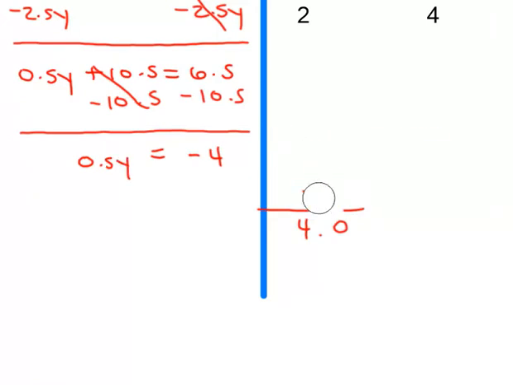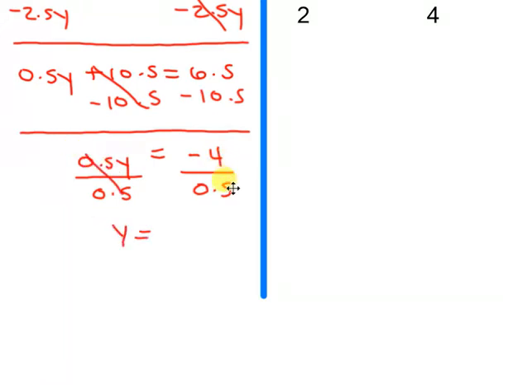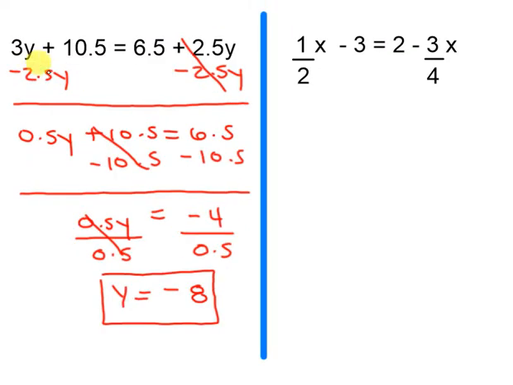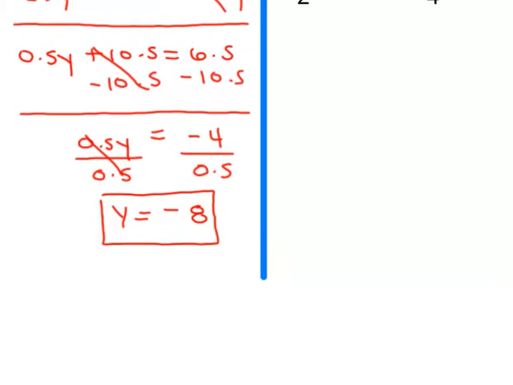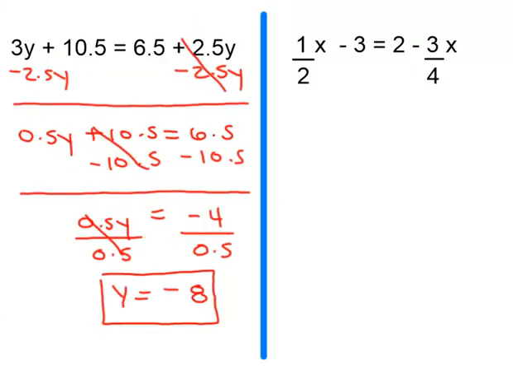I'm going to erase that for now so we have room to work out the other problem. Now we have that 0.5 attached to the y, so we have to divide by 0.5 on both sides. These are going to cancel. You're left with y equals, negative divided by a positive is a negative, and 0.5 goes into 4 8 times. Now, you could have also, if you wanted to, changed all these decimals into fractions and you would have gotten the exact same answer. Let's go ahead and check our work real quick.